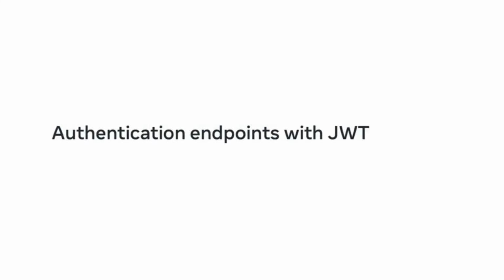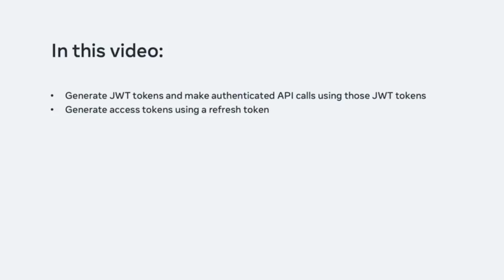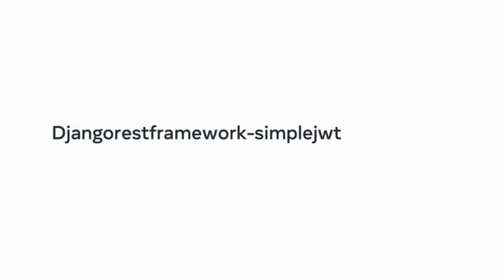Like the built-in token system in DRF, you can also use JSON Web Token, or JWT, a popular token system for API authentication. In this video, you will learn how to implement JWT in your DRF API project. To implement JWT-based authentication for your API endpoints, you need the Django REST Framework Simple JWT package.